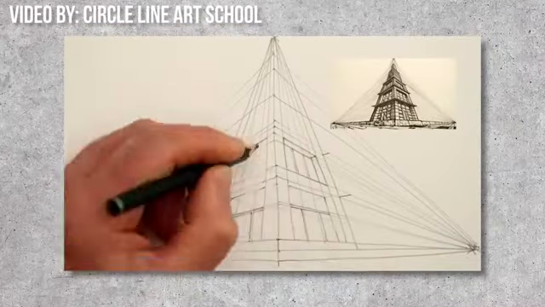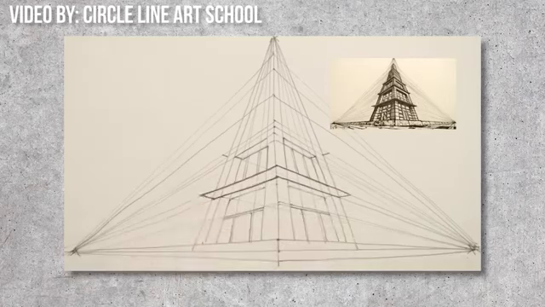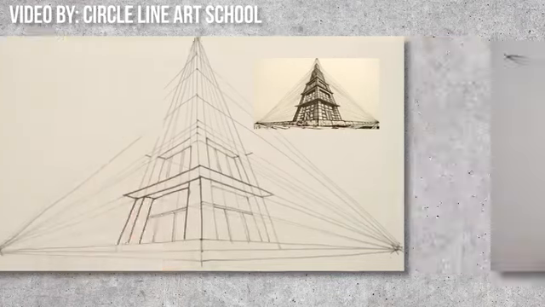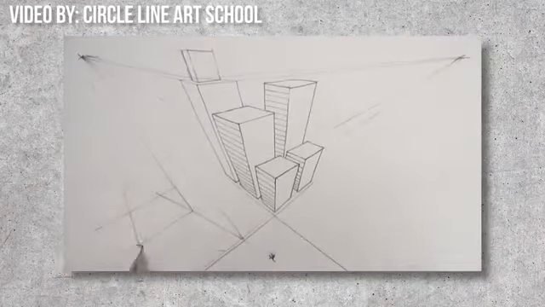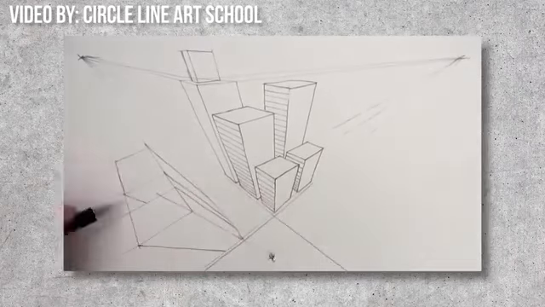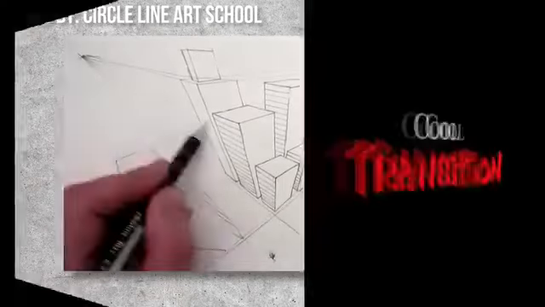If you place the third point above the horizon line, it creates a worm's eye view, like you're viewing the subject from below. But if you place the point below the horizon line, it will give you a bird's eye view, as if you are viewing the subject from the skies.